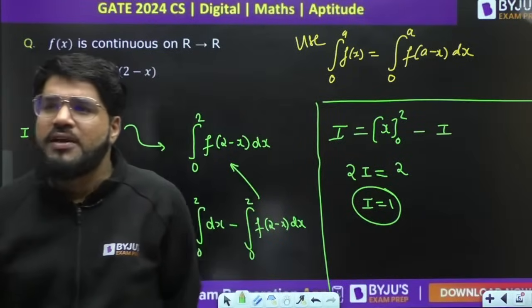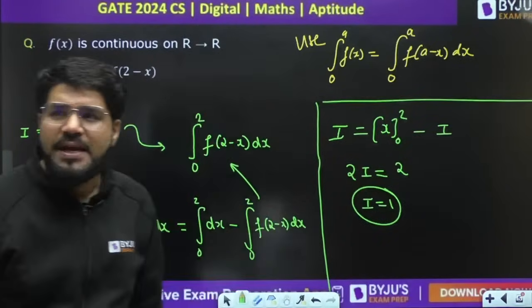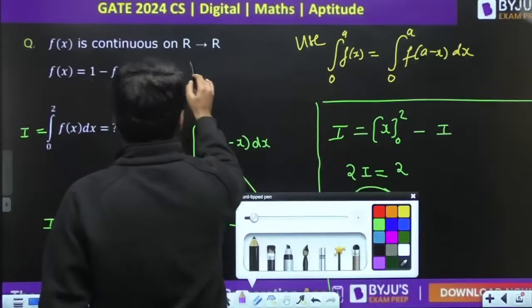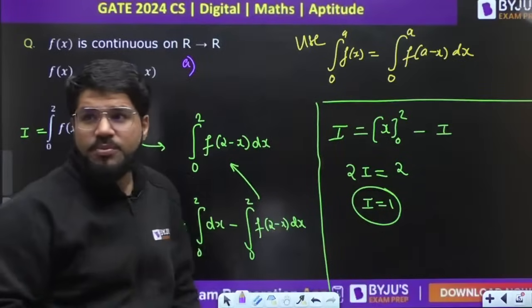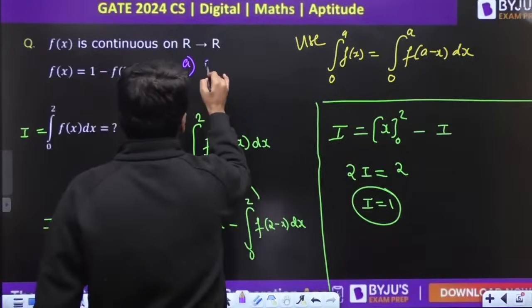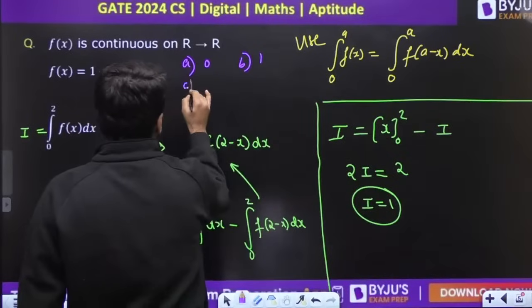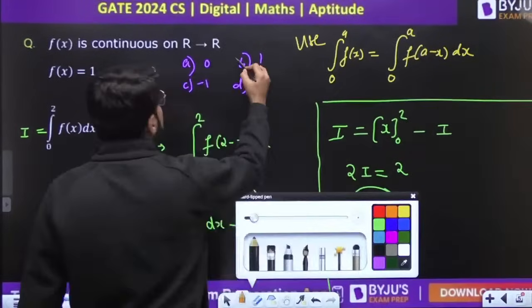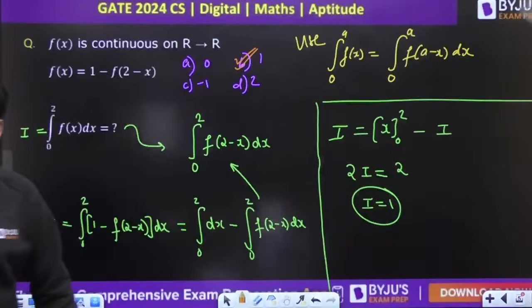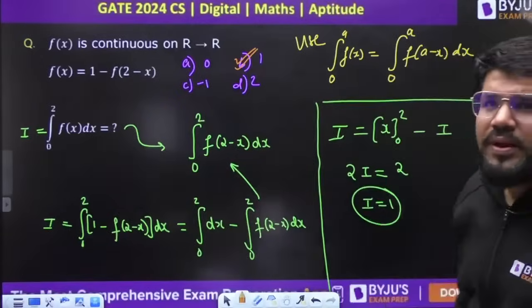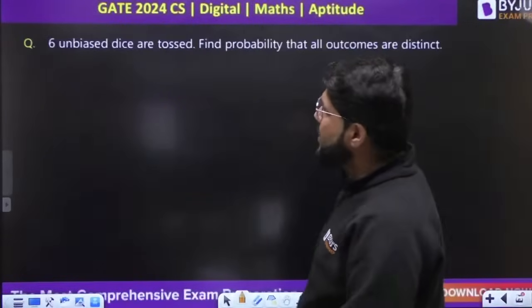Even I've got the data from the students. Very good. It's an MCQ question. Whether it is NAT or MCQ, both are okay. The options were 0, 1, minus 1 and 2. If these were the options, my correct answer is option B, that is 1. So this also becomes an MCQ question. A good, simple one. Next.